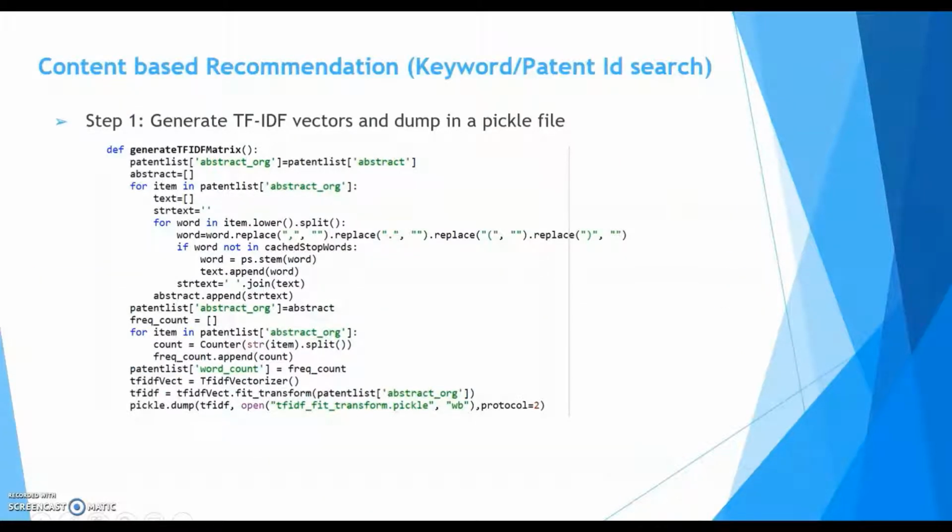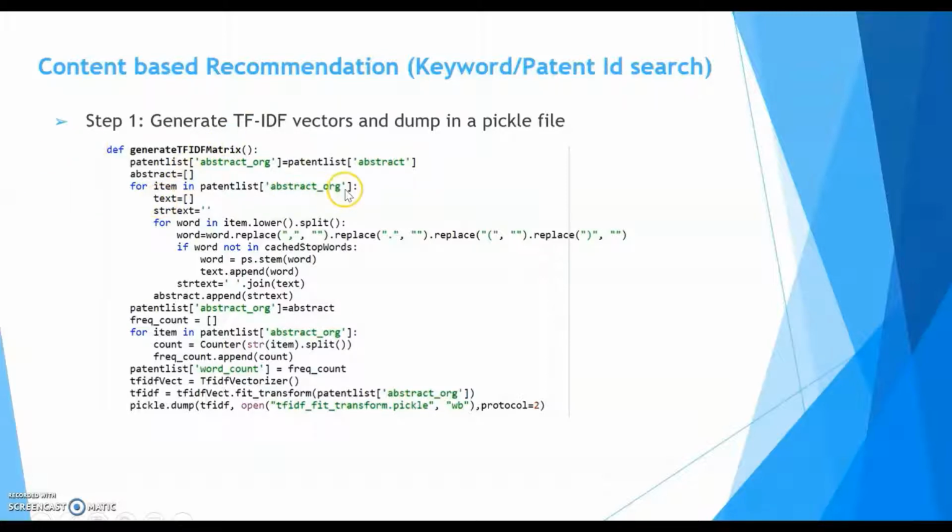So here's a step-by-step process of what happens in the content-based recommendation system. Step 1 is to generate the TF-IDF vectors and dump them in a pickle file. This is one of the pre-processing steps that happens before the user is using our system.